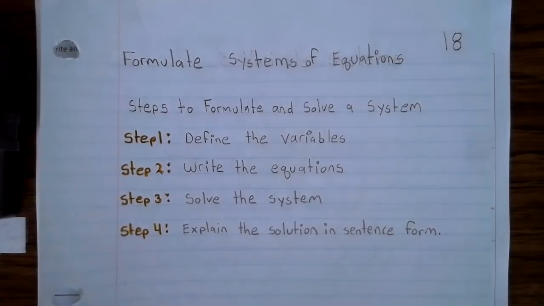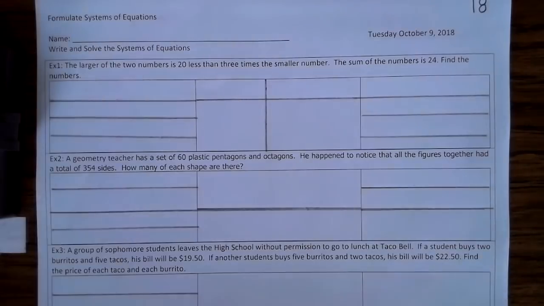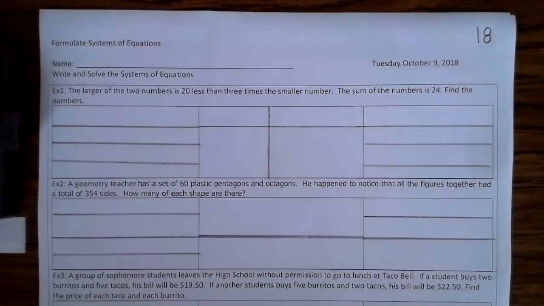Let's take a look at the examples. All right, Formulate system of equations on page 18. Write and solve the systems of equations. Example 1, the larger of two numbers is 20 less than 3 times the smaller number. The sum of the numbers is 24. Find the numbers. All right, so step 1, we're going to define the variables.